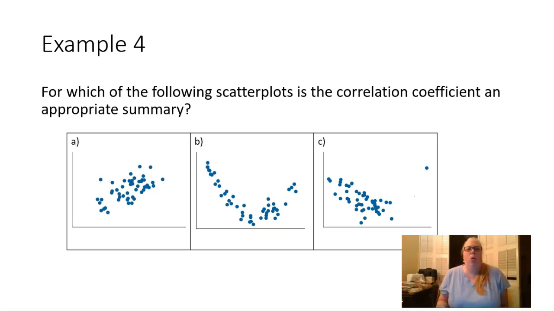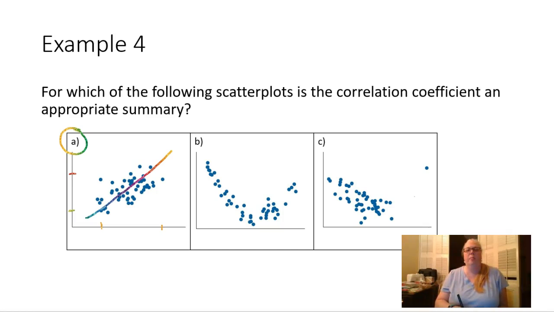Example 4. For which of the following scatter plots is the correlation coefficient an appropriate summary? Okay, in part A, we have our dots right in here. Our larger values of x seem to correspond to larger values of y, and our smaller values of x seem to correspond to smaller values of y. So it looks like we have a positive relationship here. We can imagine a line going through here like so, and all of these points seem to really cluster around that line. So A is appropriate to have a correlation coefficient.